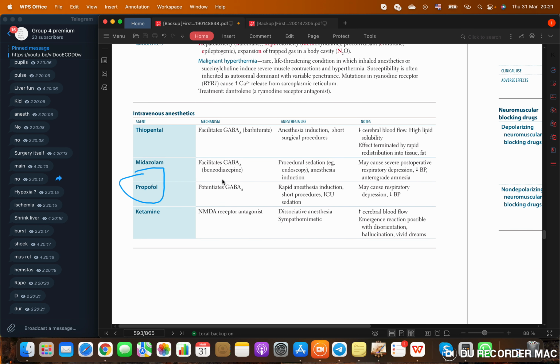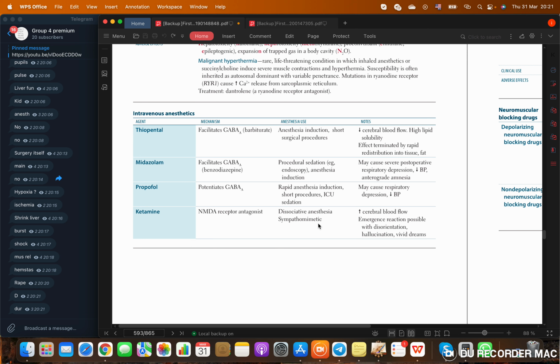So the propofol, it potentiates the GABA, makes it much stronger, so it can lead you to go to sleep right away. Rapid anesthesia induction for short procedures and also for intensive care unit sedation. So it's something that works quickly.